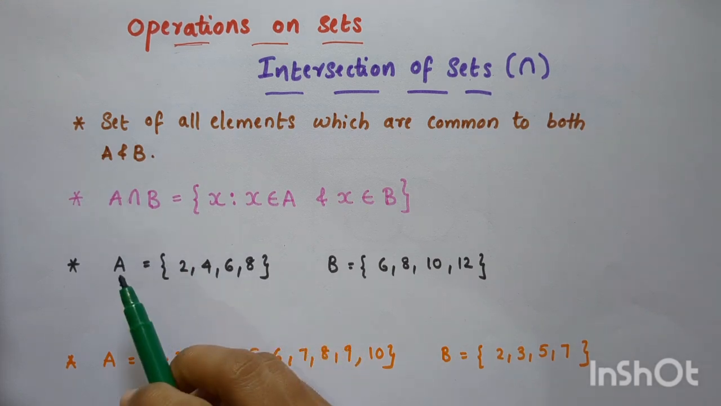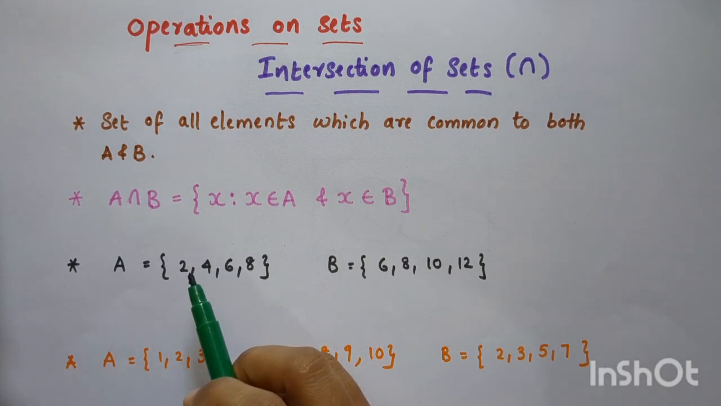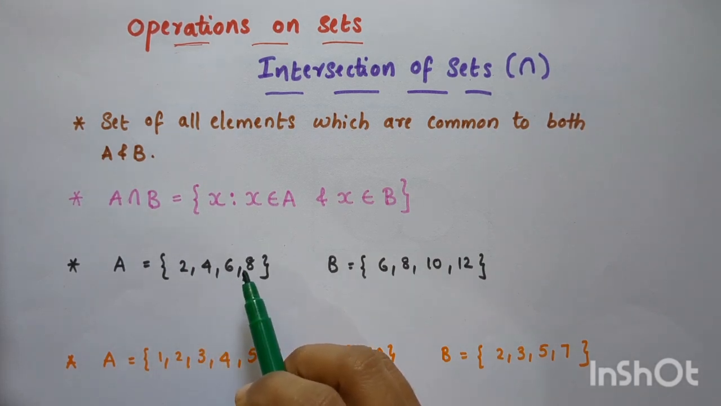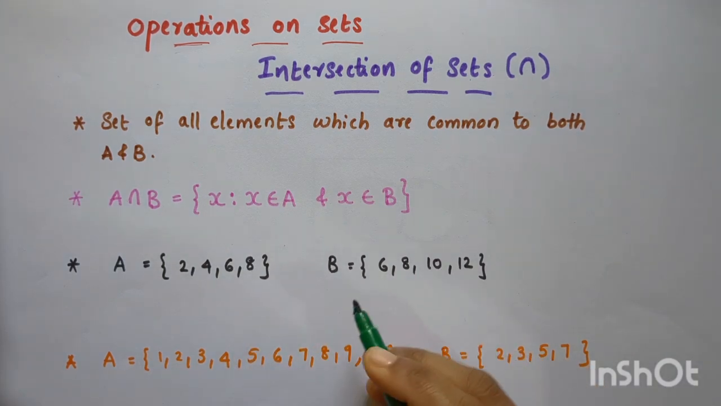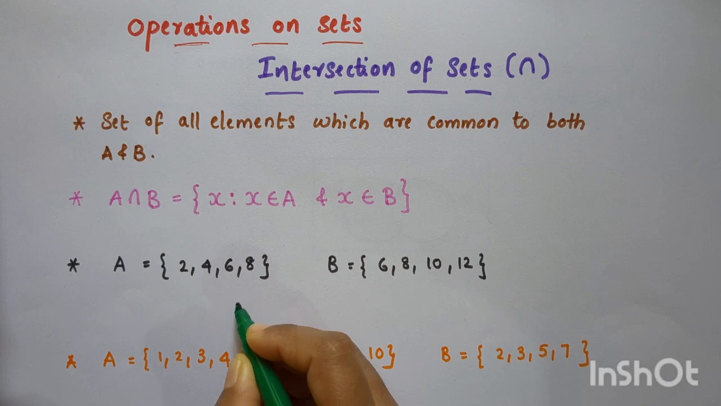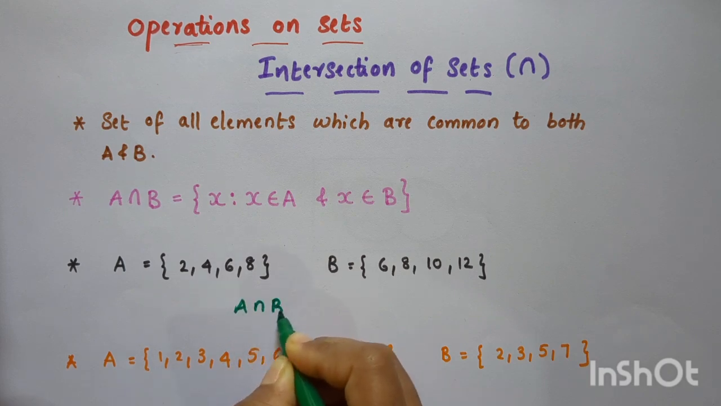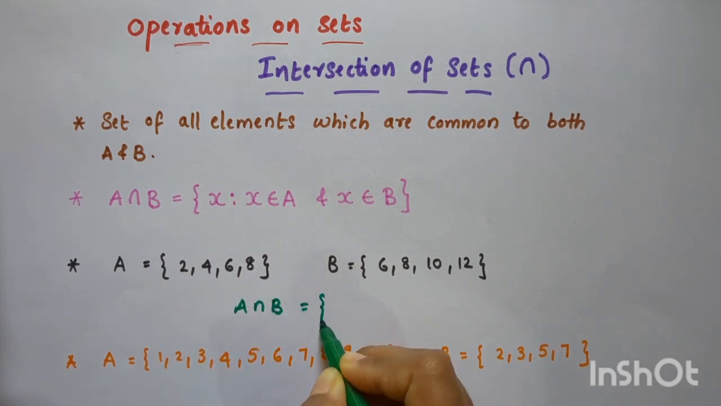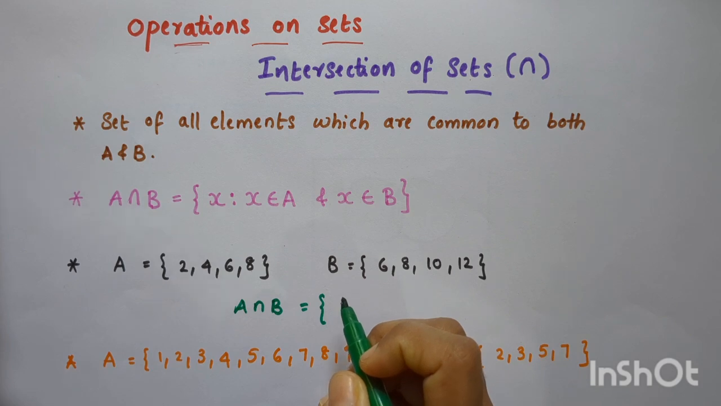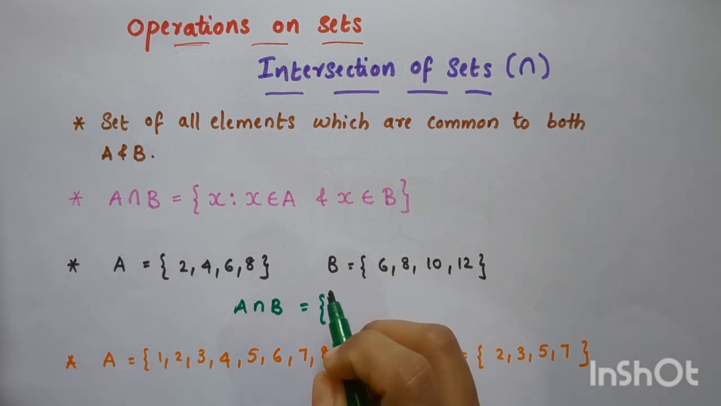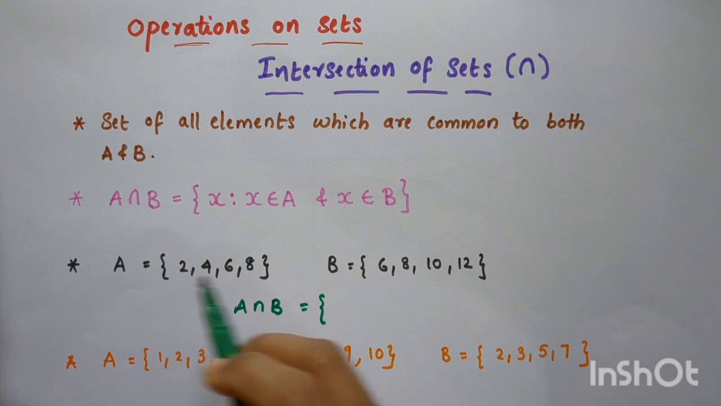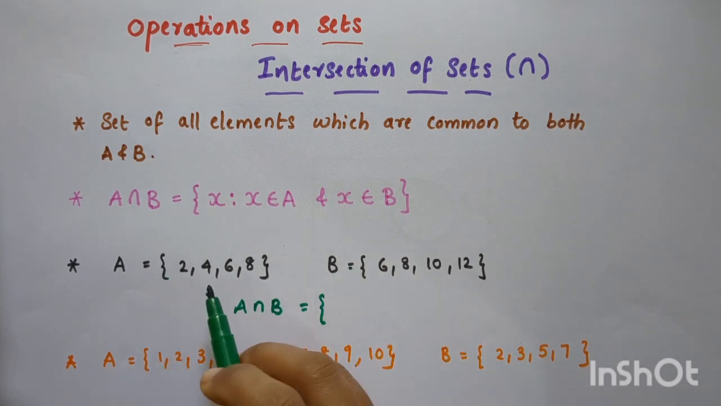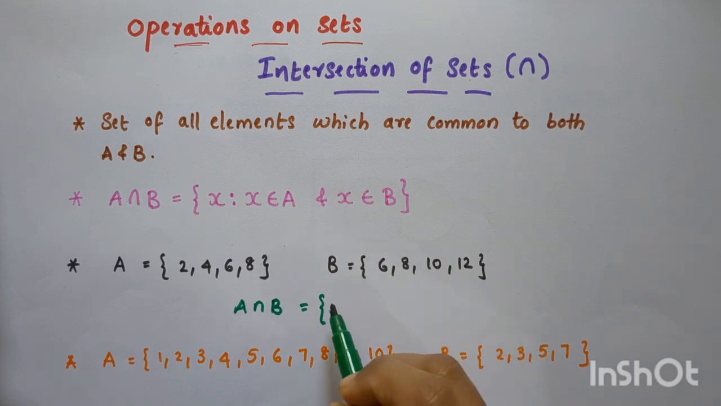Okay, for example, let A is equal to set of 2, 4, 6, 8 and let B is equal to set of 6, 8, 10, 12. So here, if we find out A intersection B, we have to consider the common elements present in both the sets. So you see, 2 is present only in A, not in B. So we cannot write 2 here. When we take 4, it is present only in A, not in B. So we cannot write it here.